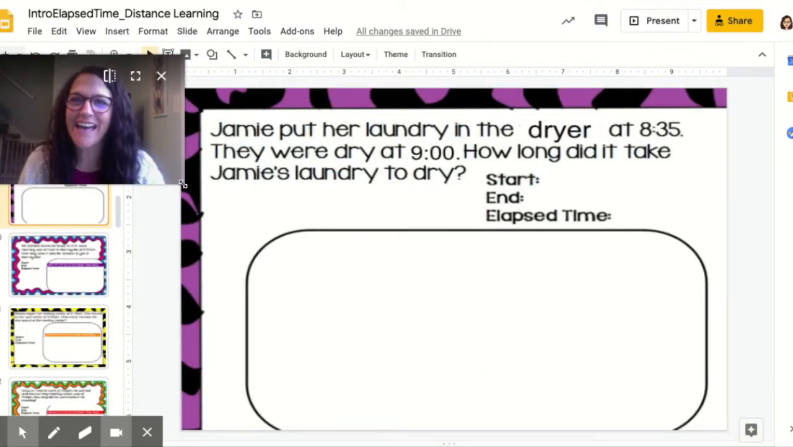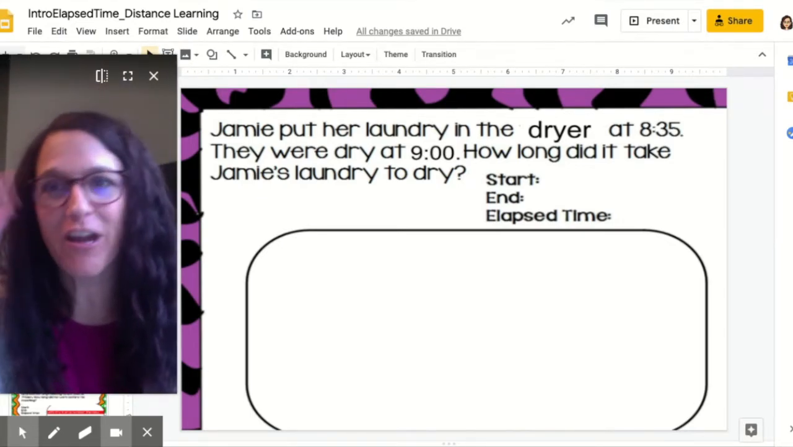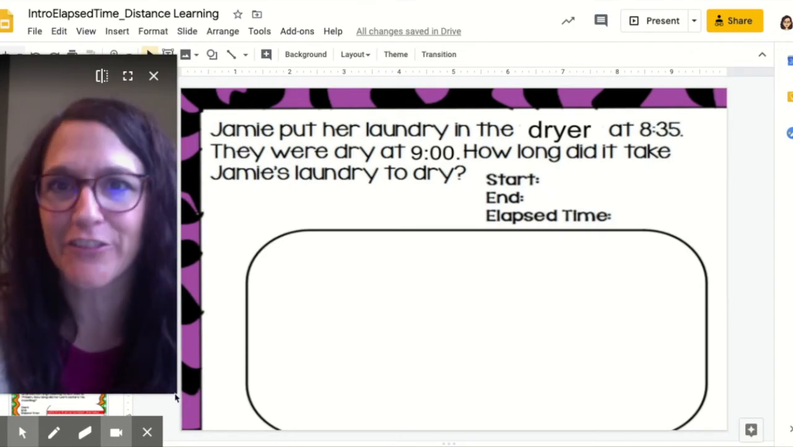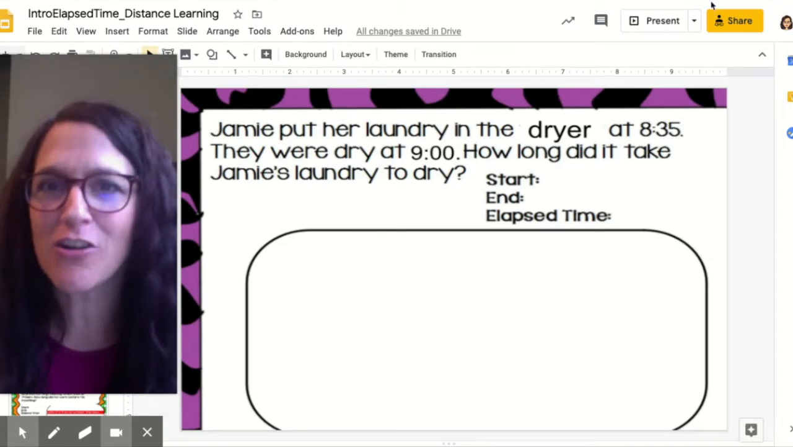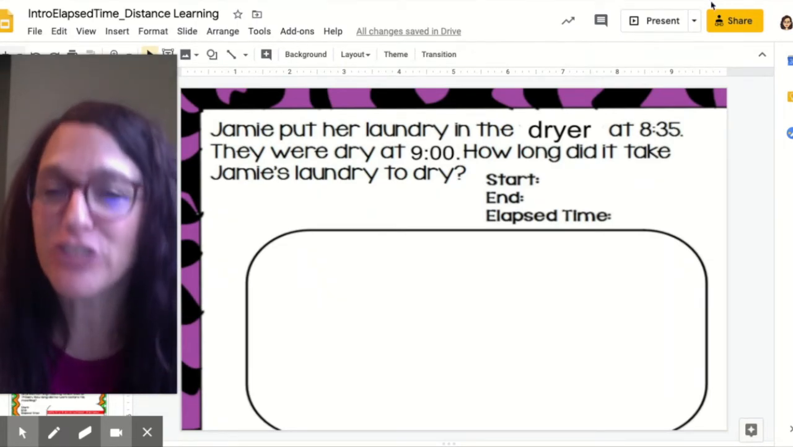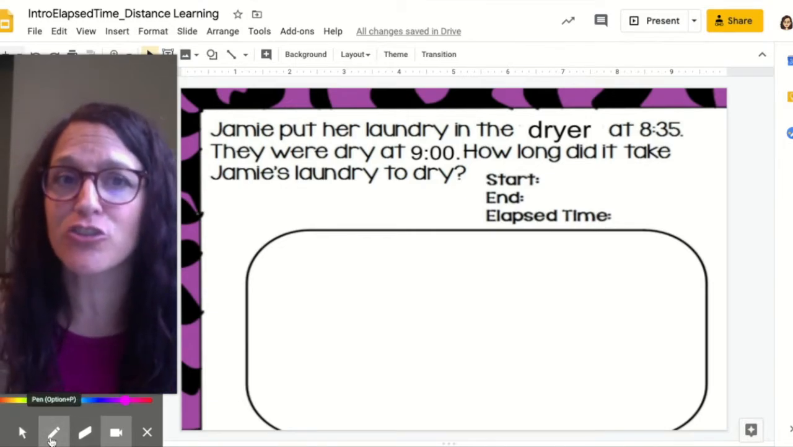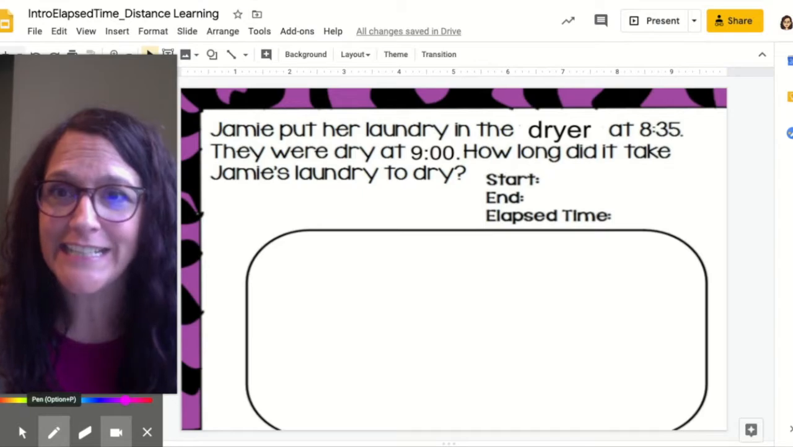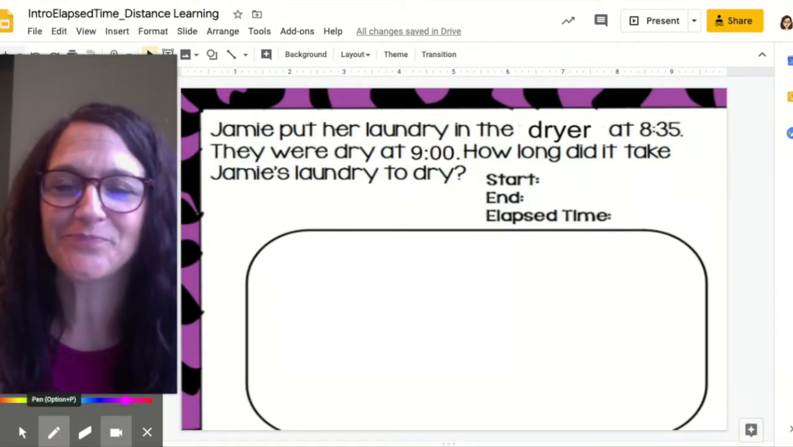Okay, so go ahead and solve this last problem before you try your exit slip. Jamie put her laundry in the dryer at 8:35. They were dry at 9. How long does it take for Jamie's laundry to dry? So go ahead and fill out your start time, end time, elapsed time. Draw your number line and see how you do. Press play when you're ready to check your work.